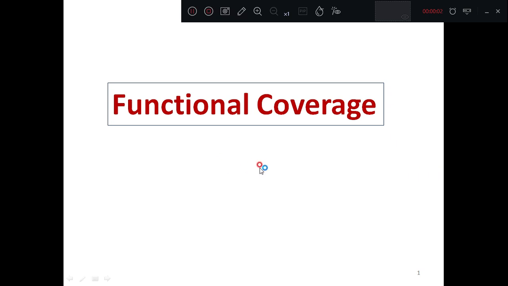Hello everyone. We will see what is functional coverage in this session. Functional coverage is a measure of which design features have been exercised by the tests. What we have to do is start with the design specification and create our own verification plan with the detailed tests of what is to be tested and how it is to be tested.